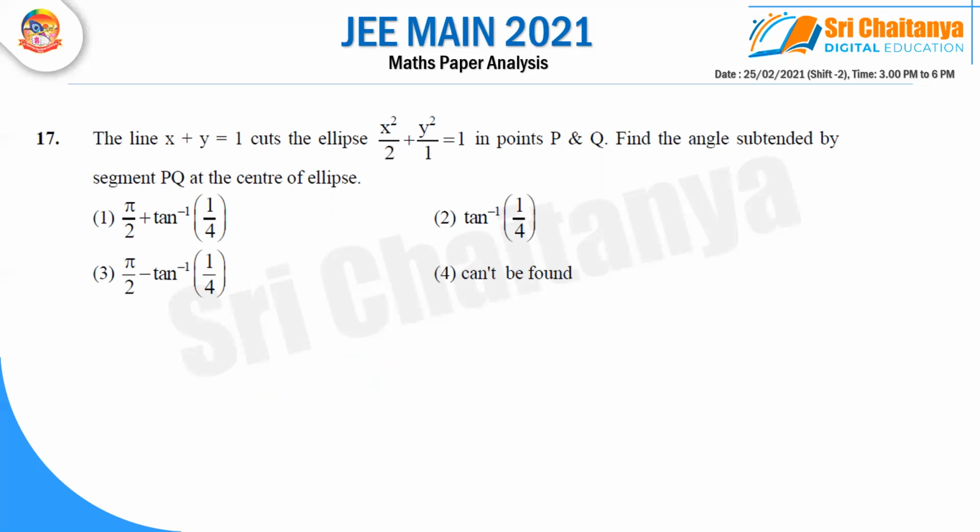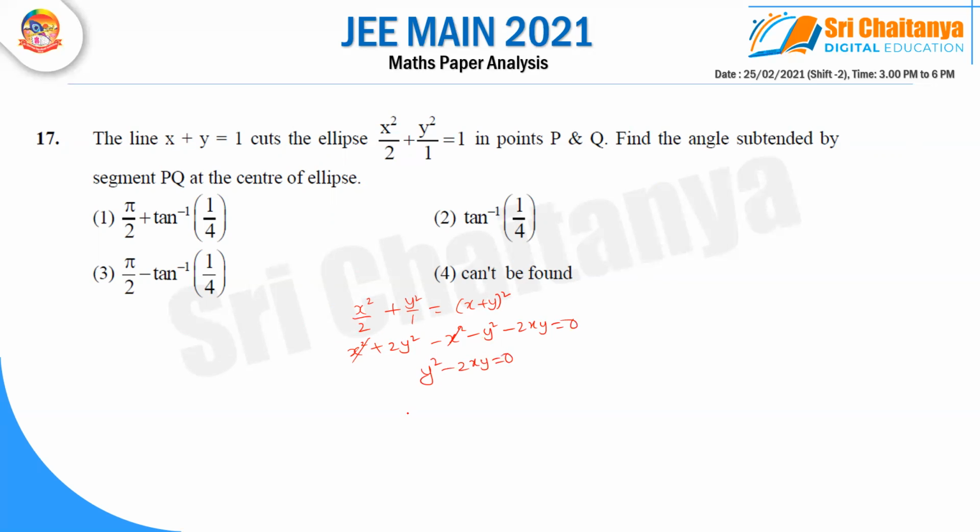Next, they give the line x plus y equal to 1 cuts the ellipse in points P and Q. Now they are saying find the angle subtended by PQ at the center of the ellipse. Here, center of the ellipse means it is origin. So what I do, I will use homogenization. If I'm using homogenization, I will be getting x square by 2 plus y square by 1 equal to, instead of 1, I will be writing x plus y whole square. Why? Because I need the same degree terms. So after two steps, I will be getting something like x square plus 2y square minus x square minus y square minus 2xy equal to 0. So I am getting y square minus 2xy equal to 0.